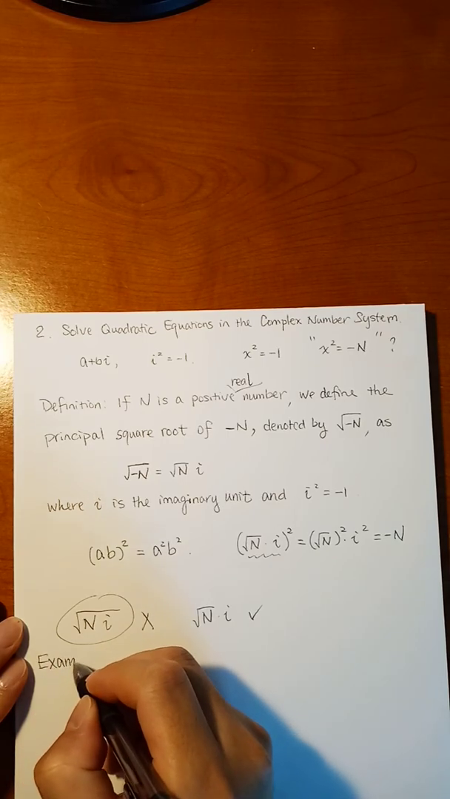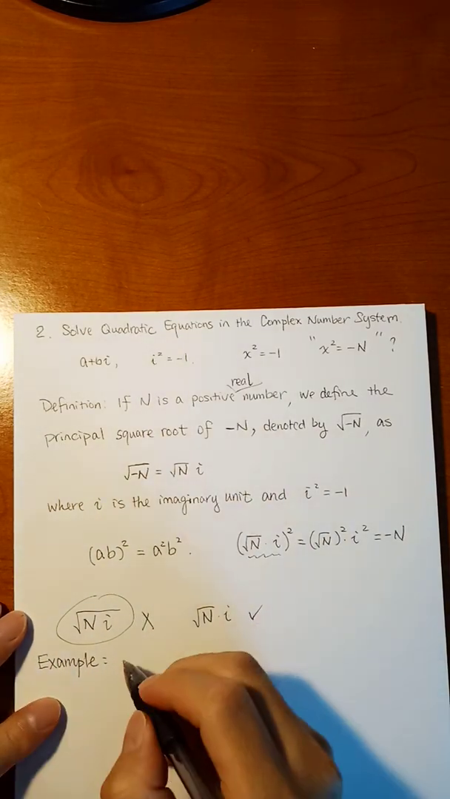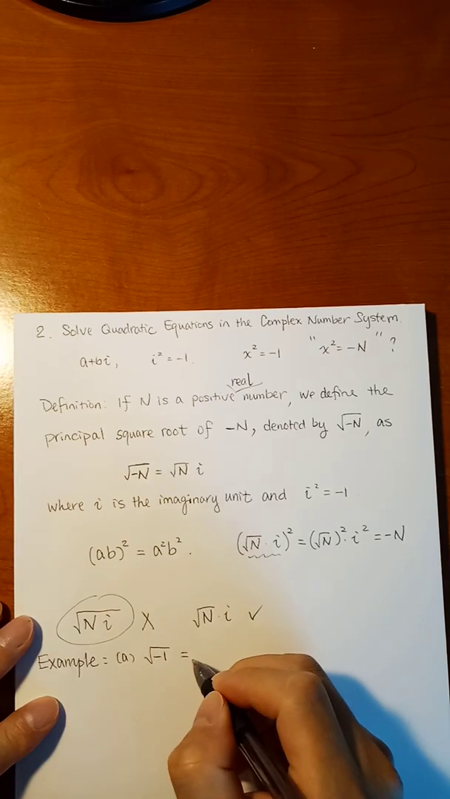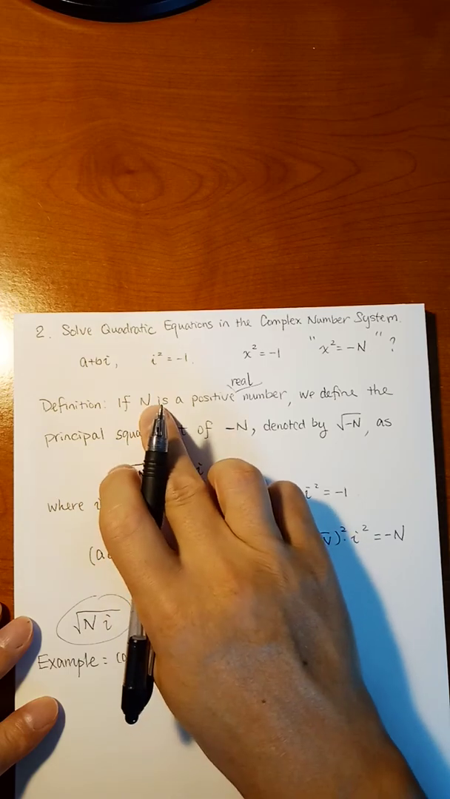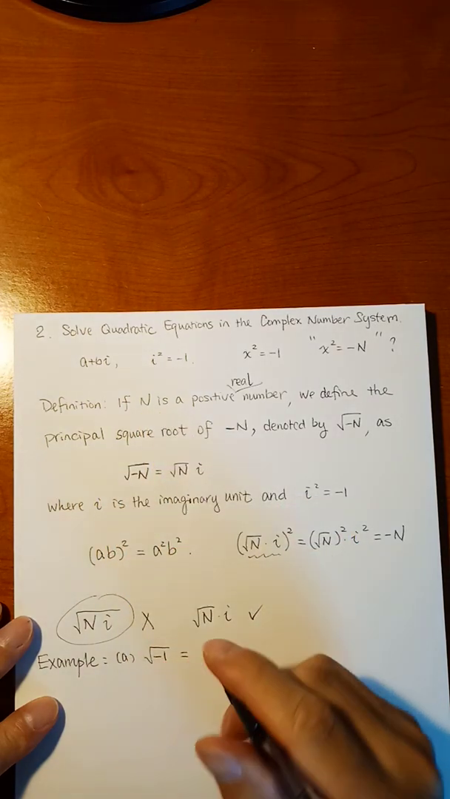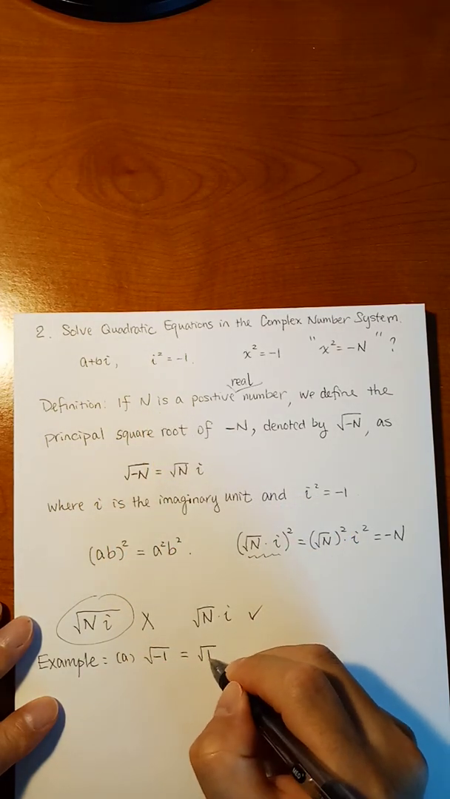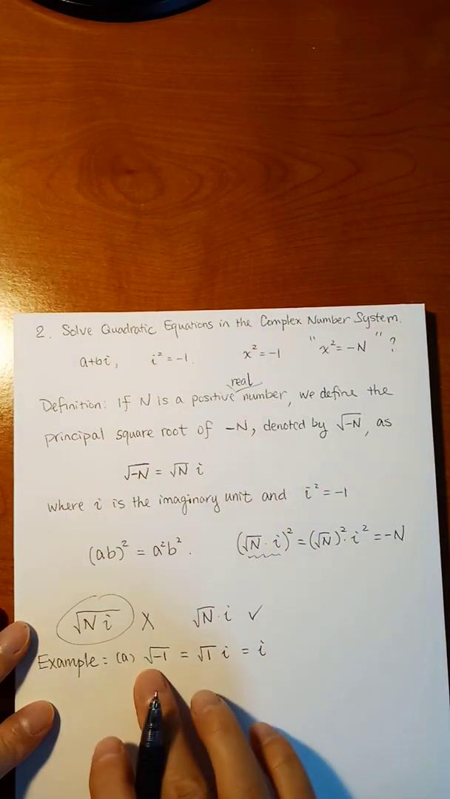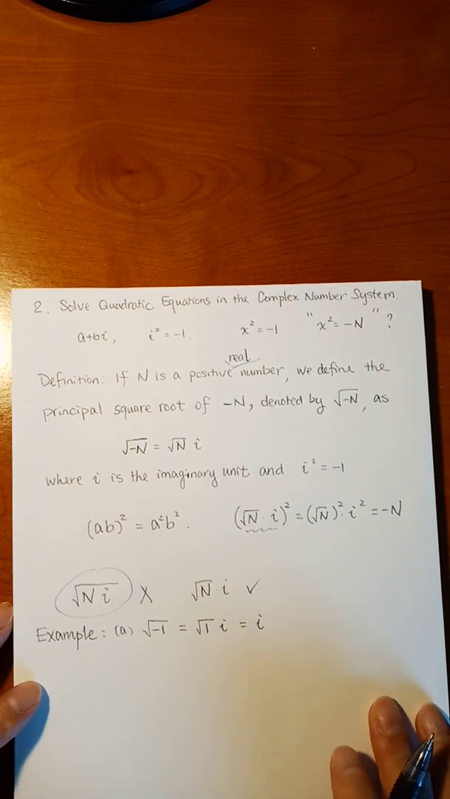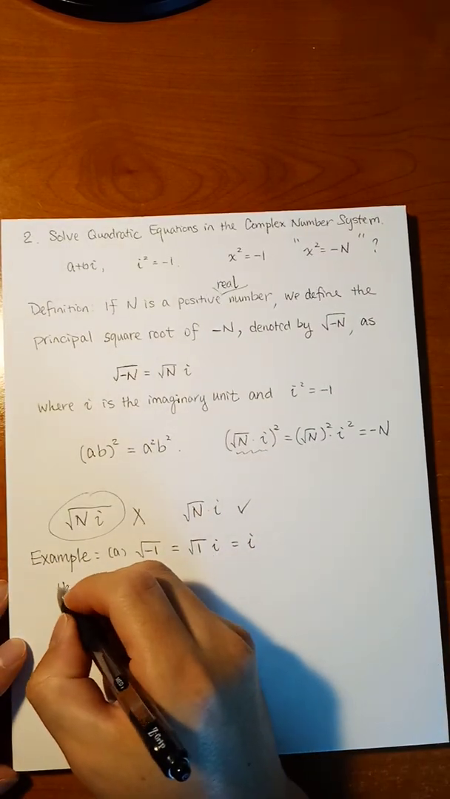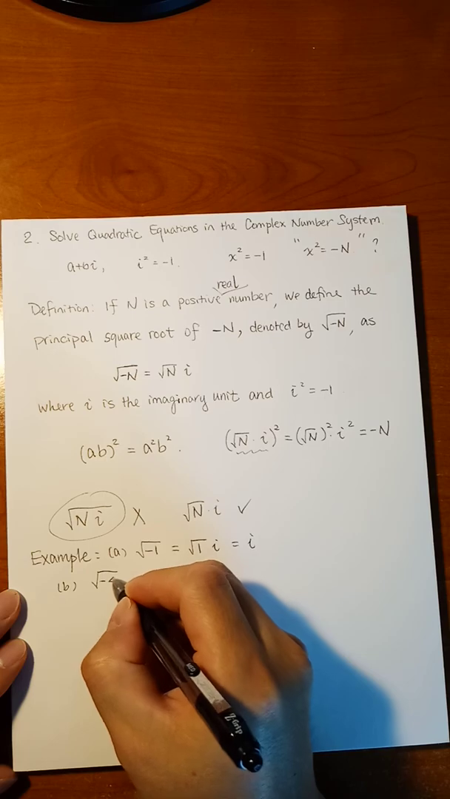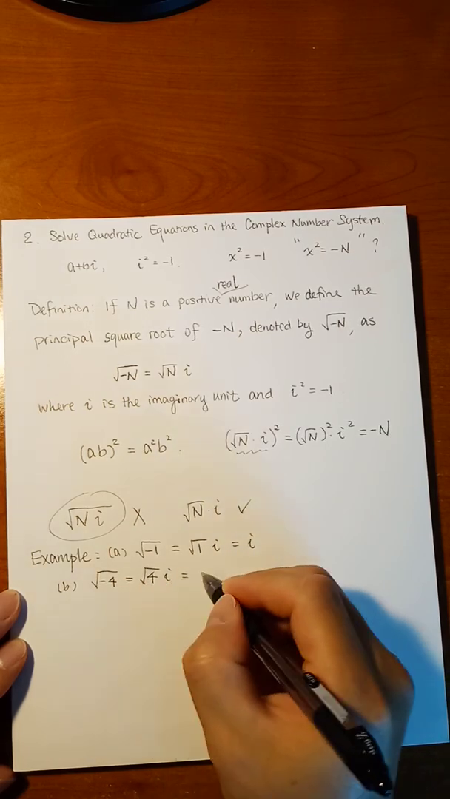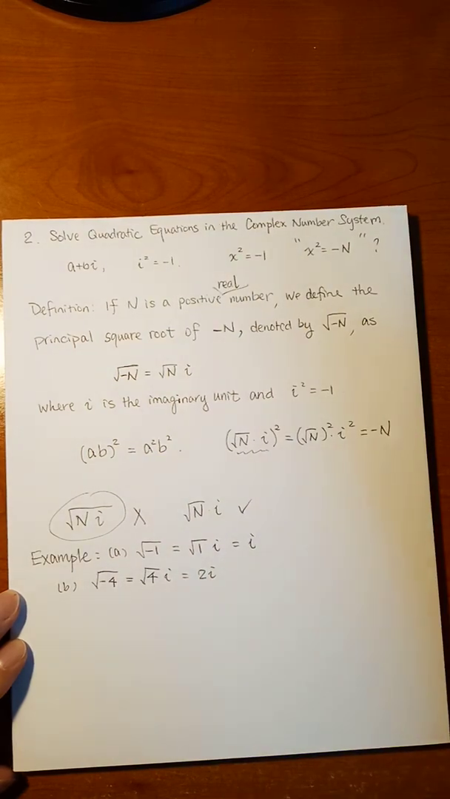Okay, so now let's see. First one, if we have square root of -1, then based on the definition, capital N is 1, so you will get square root of 1 times i. Square root of 1 is 1, times i is i. So that's why square root of -1 is equal to i. And square root of -4, by definition, is square root of 4 times i. Square root of 4 is 2, so it's 2i.